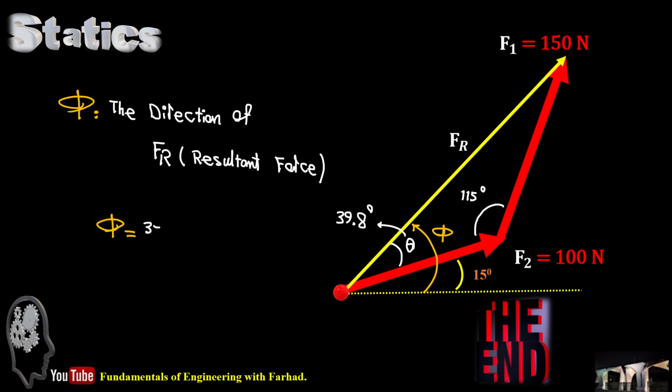So if that's the case, we already calculated what theta is, and if we add that to the 15 degrees from horizon to F2, it just gives us phi is equal to 54.8.